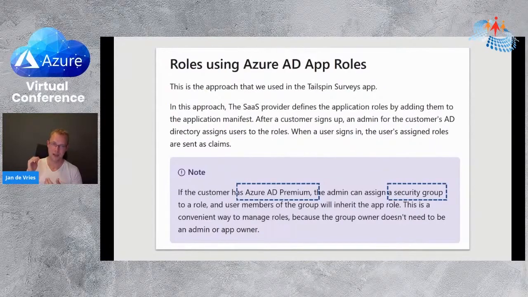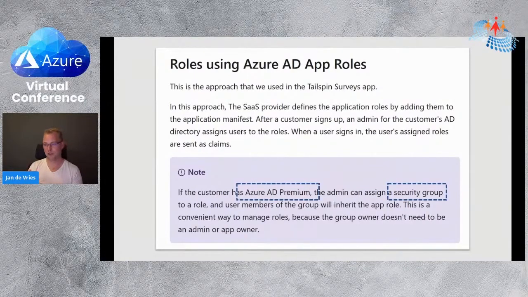Thing is, I'm doing this in my own personal tenants, my own personal subscriptions, and I don't really feel like paying the fee for the AD Premium, from which you have to pay $5 or $7 per month per user, which is a lot, and you can't use your MSDN credits for this fee. So I'm in the AD free tenant, so I can't use security groups to assign roles.